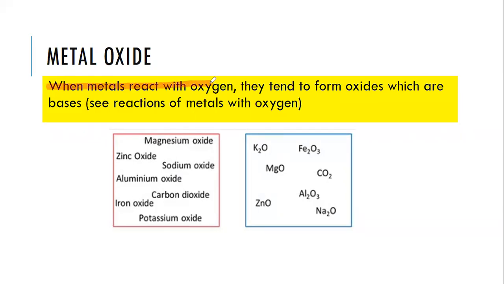When metals react with oxygen, any kind of metal that you can find on the left-hand side and in the middle of the periodic table, like K, potassium, like Fe, iron, like Mg, magnesium, Al, aluminium, Zn, zinc, Na, sodium. These are on the left-hand side and in the middle of the periodic table. These are metals. And then what happens is that they react with oxygen.